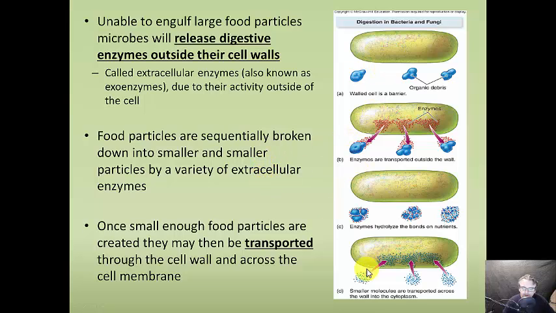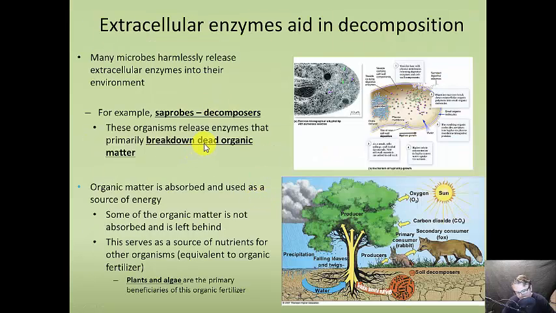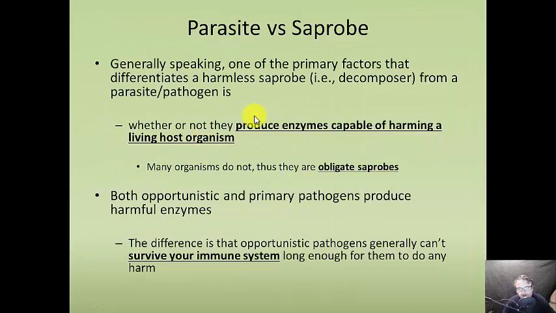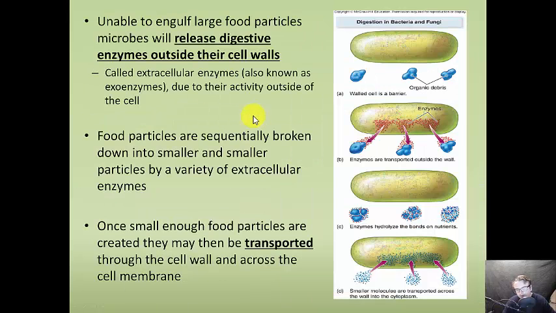So ultimately break down and then transport back into the cell. So let me just go back here real quick. When it comes to pathogens, what they're doing is they're digesting your own tissue. So rather than being organic debris, it's human flesh. But the microbe releases an enzyme, it breaks down the flesh, and then it can absorb the nutrients from your own tissue. Now, they break down tissue for different reasons.